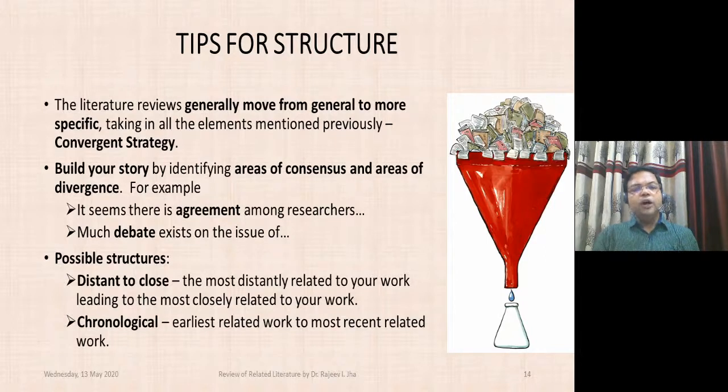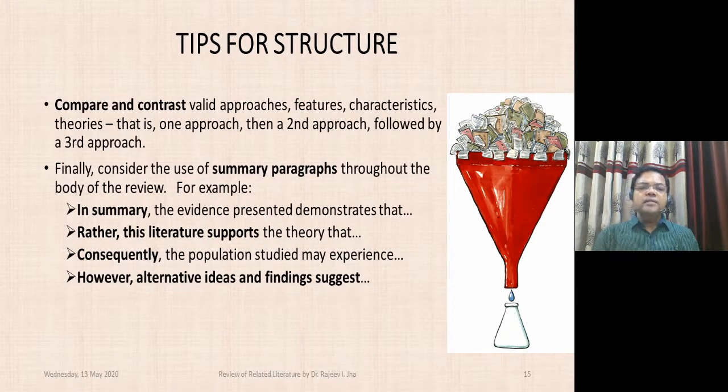Possible structures of the literature review could be distant to close, the most distantly related to your work leading to the most closely related to your work. Chronological, which is earliest related work to most recent related work. Compare and contrast valid approaches, features, characteristics, theories, that is, one approach, then a second approach, followed by a third approach. Finally, consider the use of summary paragraphs throughout the body of the review.